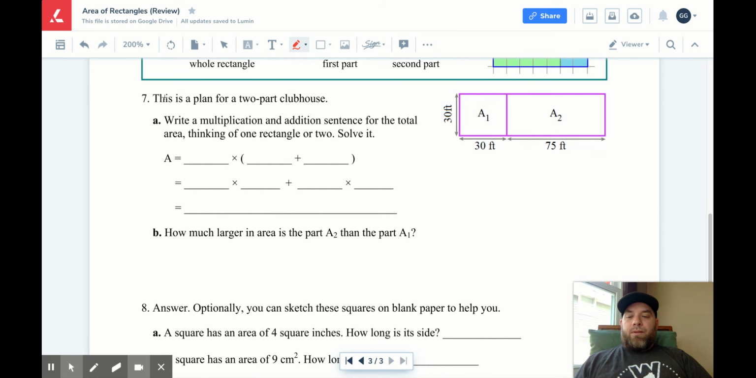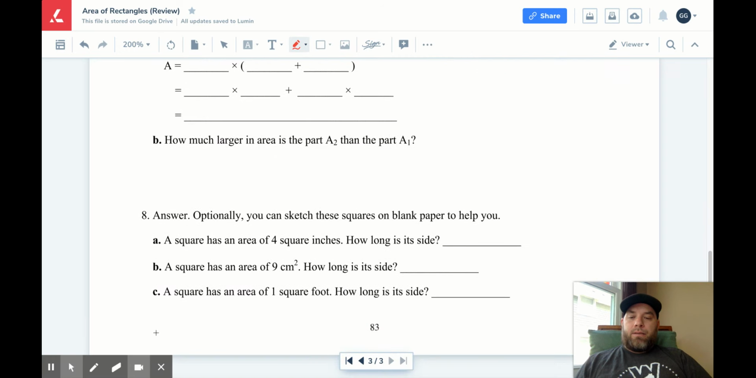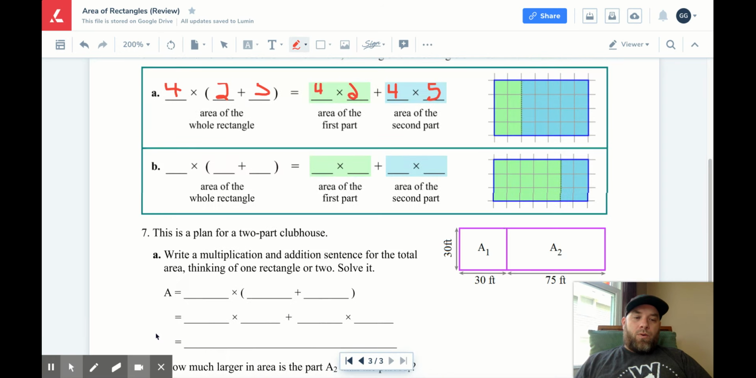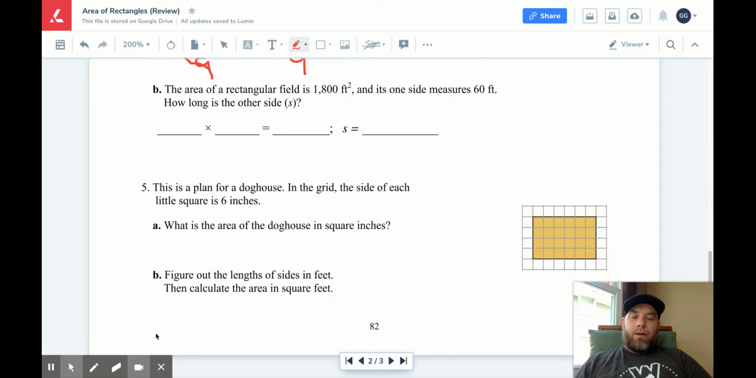All right. So number 7 and number 8, I want you to try to do on your own. So we have 7, A and B, 8, A and B and C. And that is it for this review of finding area.